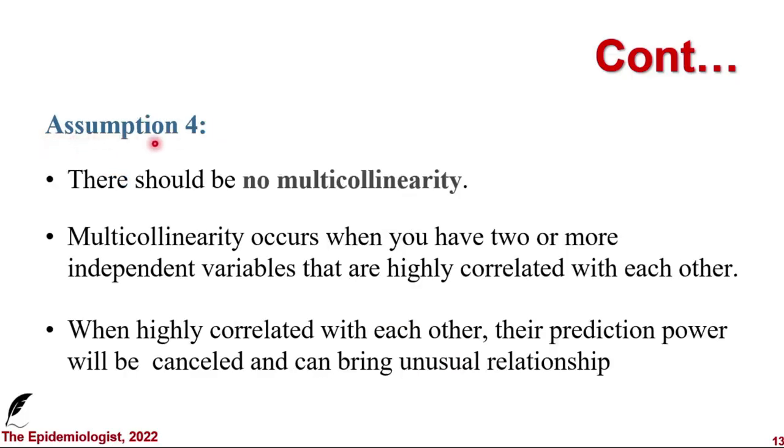The fourth assumption is related to multicollinearity. That is, during multivariable analysis, 2 or more independent variables have a strong association. In this scenario, there should be no multicollinearity. Multicollinearity occurs when you have 2 or more independent variables that are highly correlated with each other. When highly correlated, their prediction power will be cancelled by each other, which can lead to an unusual relationship.